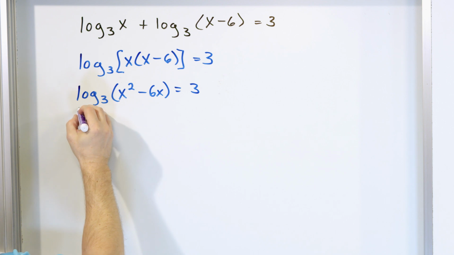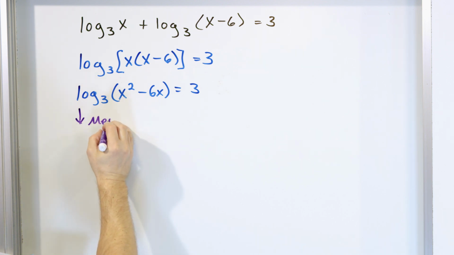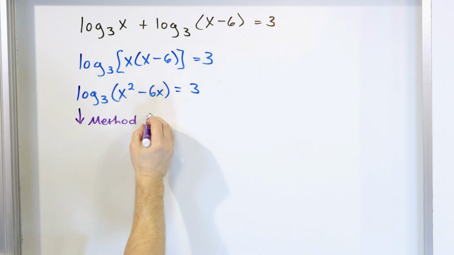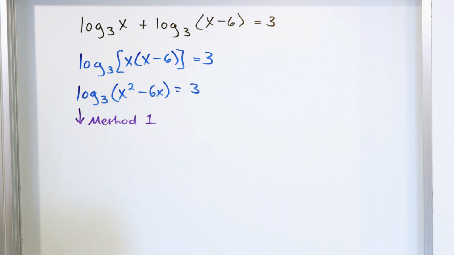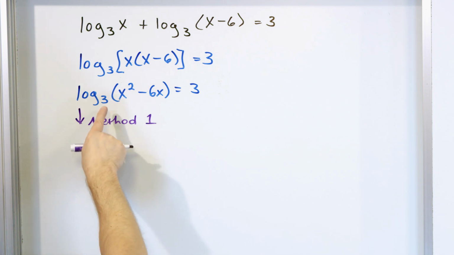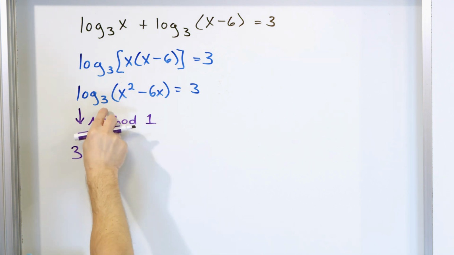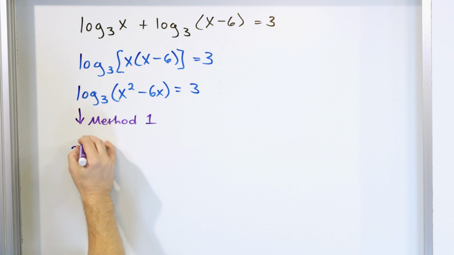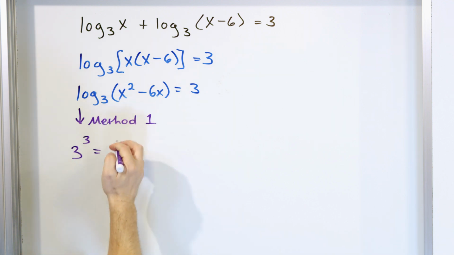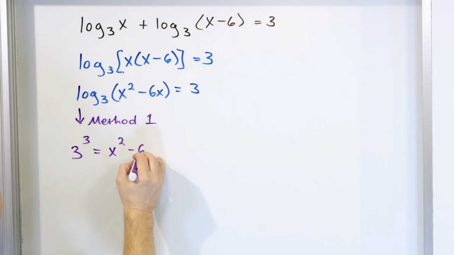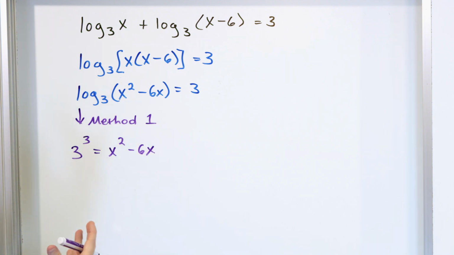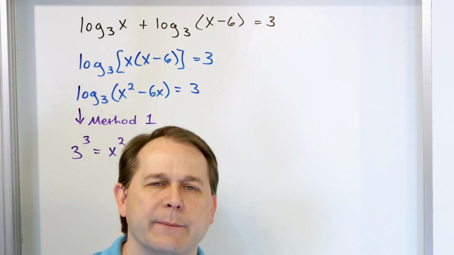I'm going to call this first one method number 1. It's not really a method, but it's kind of the way I'm doing it, and over here I'll do number 2. So what do I have? This is a logarithm. It has a base 3, so I can write 3, which is the base, to the power of 3, which is what's on the right-hand side, is equal to what I'm taking the logarithm of, x squared minus 6x. You see, in this way, I've completely eliminated the logarithm from the equation.